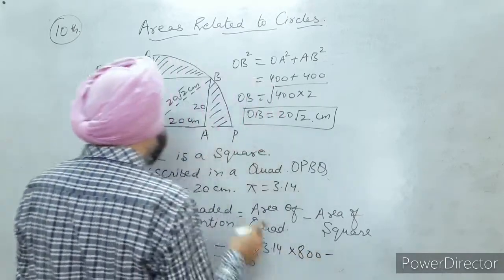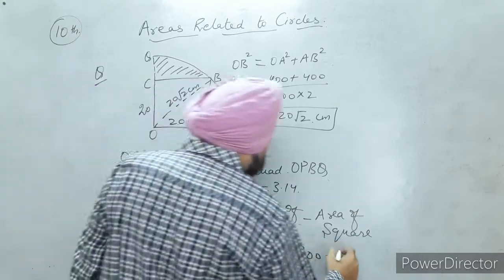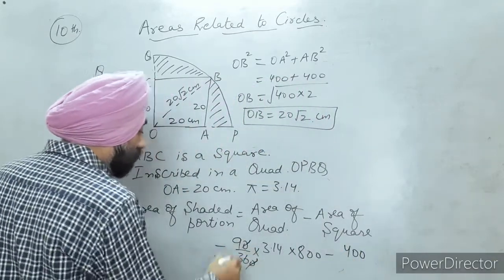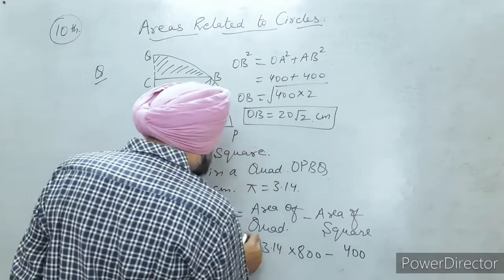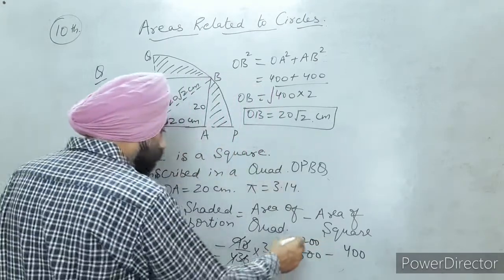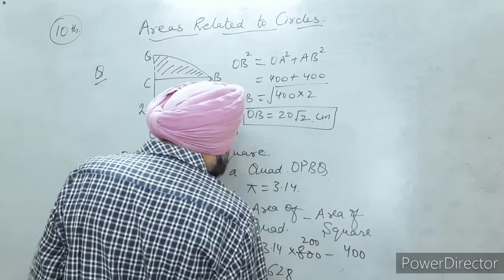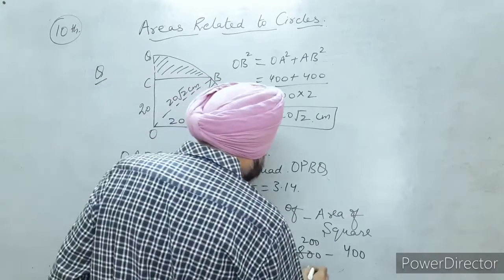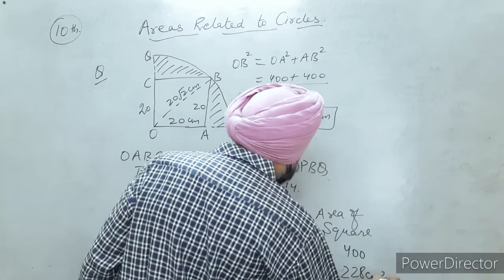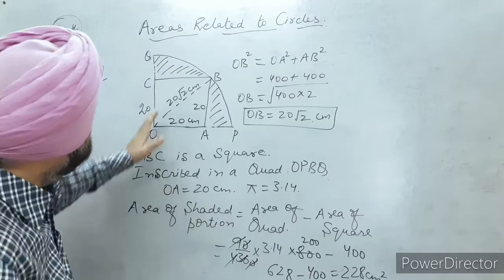Radius square minus area of square. Area of square is side square, that is 20 into 20, which is 400. So I get 628 minus 400. It comes out to be 228 centimeter square, the area of the shaded portion.